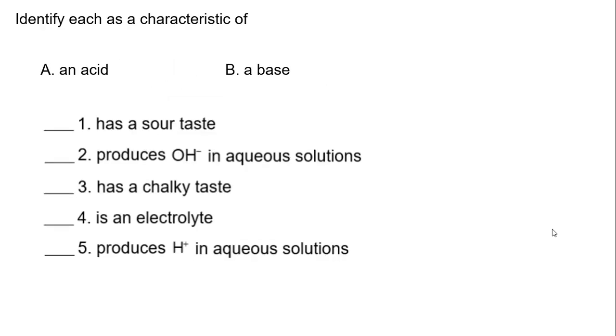Okay, so A is an acid and B is a base. So let's take a look at these here. Number 1, has a sour taste. That's an acid. Think of lemons, think of citrus fruit. And 2, produces hydroxide ions. That's, of course, a base. Number 3, has a chalky taste. Think of Pepto-Bismol.